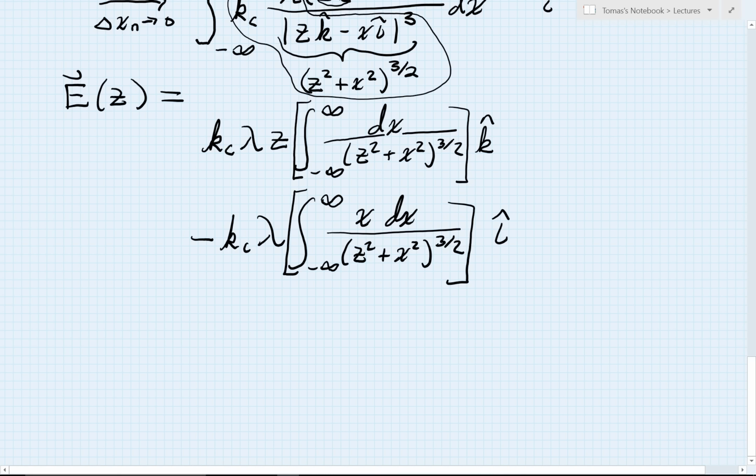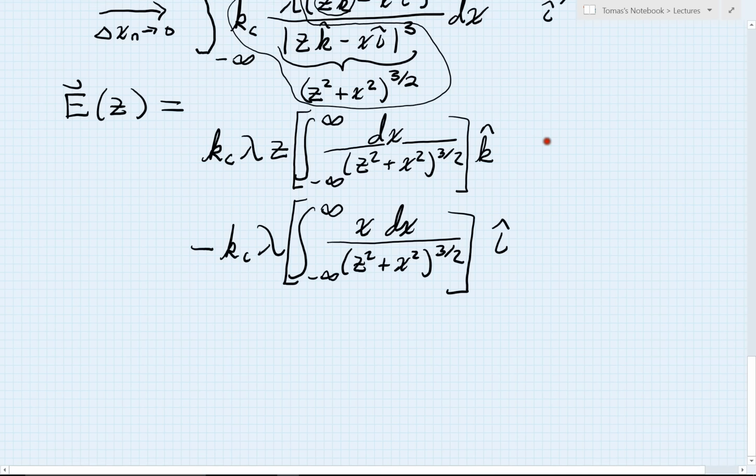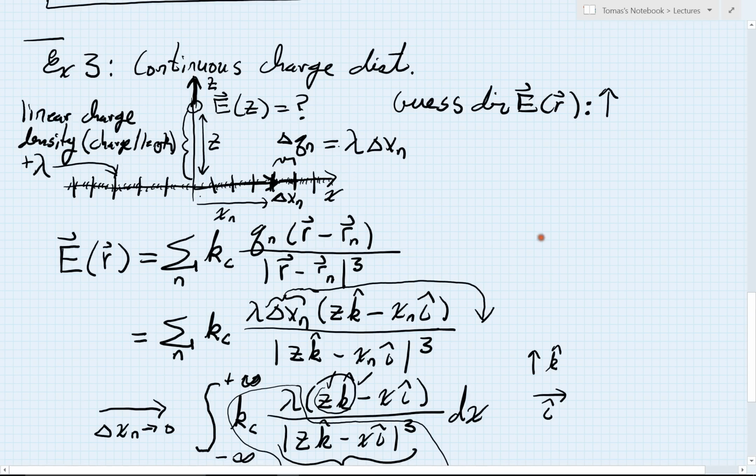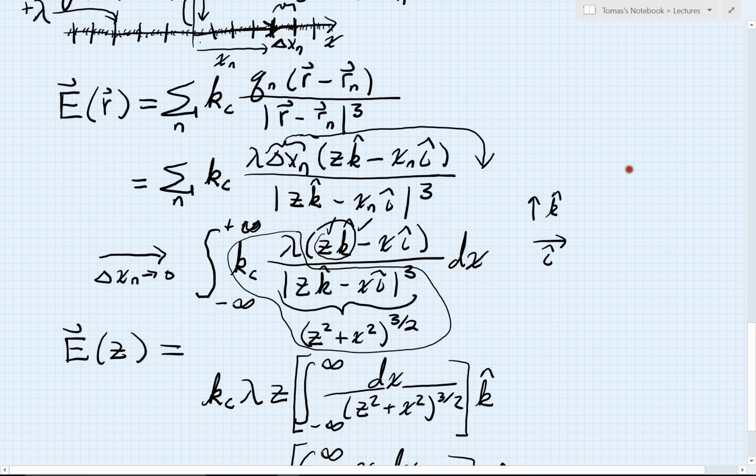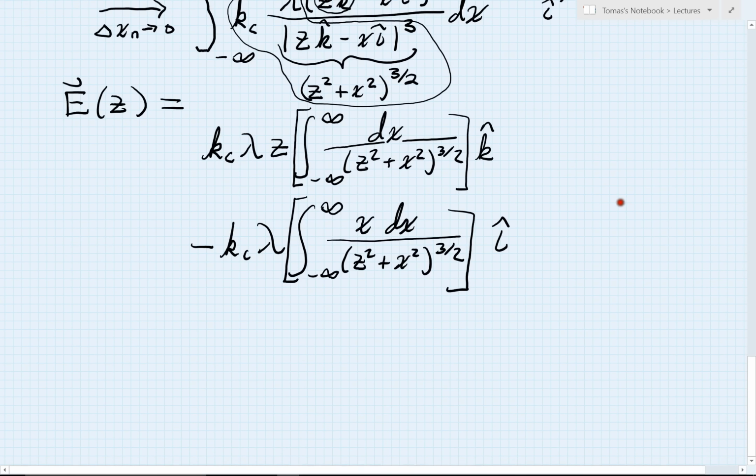Remember, from our guess, we were guessing, right, that the electric field pointed straight up. That means we're guessing that there is only a k-hat component and no i-hat component. So let's look at this integral and see if there's any reason we could find that would tell us that this is 0, so we don't have to carry out the integration.